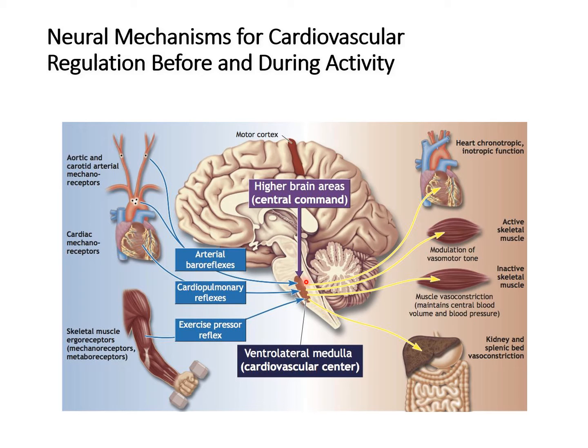So you can see that influence ends up causing this chronotropic and inotropic function of the heart. So chronotropic is an increase in rate in the heart, and inotropic function is an increase in force of the heart. So when you start to do exercise, it sends this information to the ventrolateral medulla, and then it says to your heart, like, okay, I need to get going, I need to have more force, and I need to start beating faster.